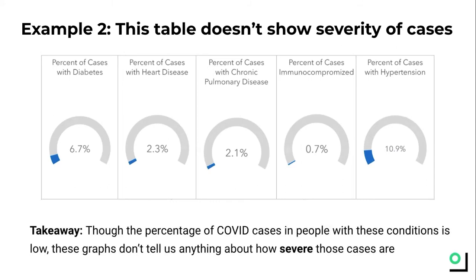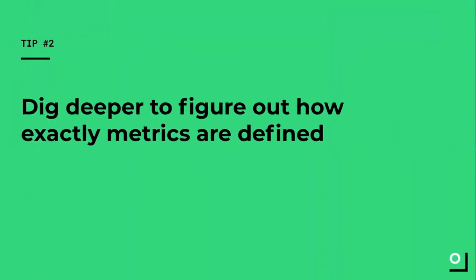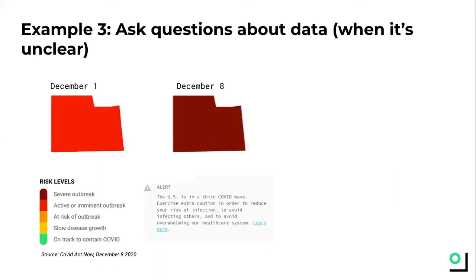Moving on to our second tip, which is dig deeper to figure out how exactly metrics are defined. The second action we want to encourage you to take is to ask clarifying questions about the data you are seeing. This could be relevant for when the data that is shown is not clearly defined or represented.